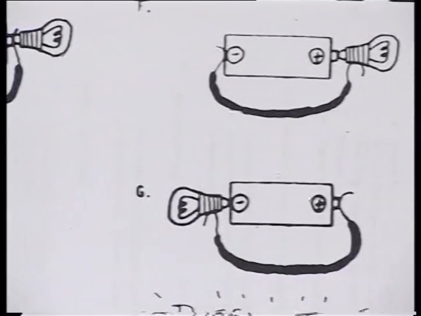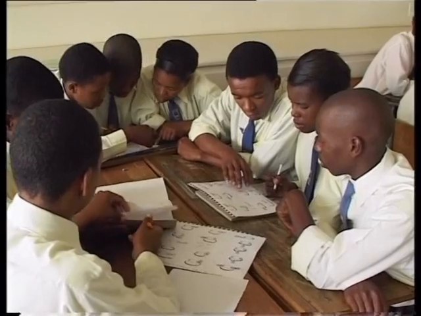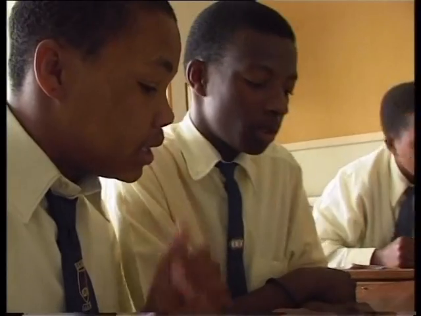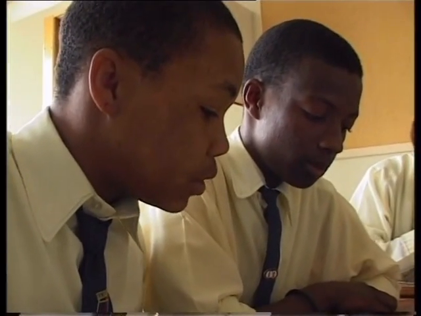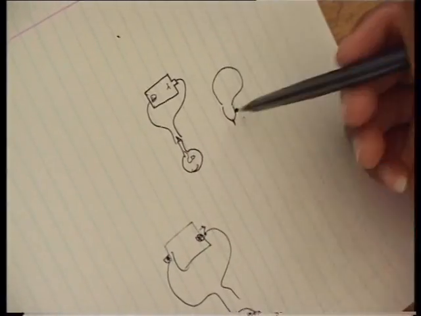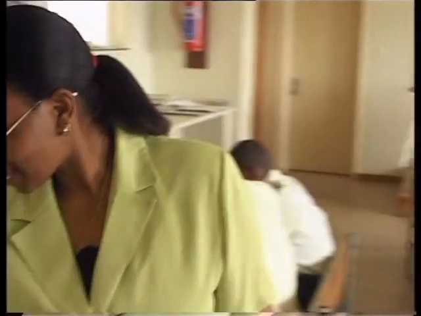The learners work through the activity sheet in 2s and 3s, deciding whether the bulb would light up or not in each case. The second one is going to light up because there are two opposite charges. The teacher moves from group to group, helping the groups function more effectively. She's not satisfied. Explain to her.